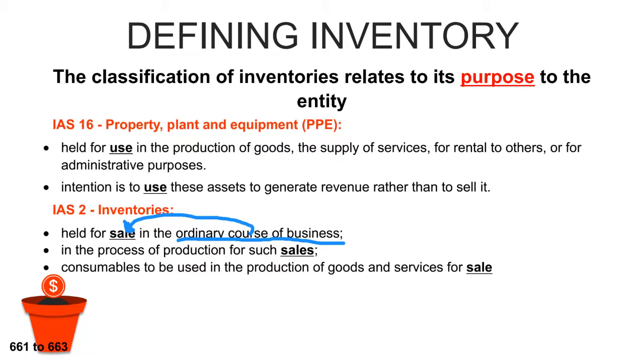And then obviously with PPE, if you're buying it for the purpose to use it as a plant, then it will be PPE. And with investment property, if you're buying it as an investment, it will go under investment property. So the key is that we need to identify the purpose.